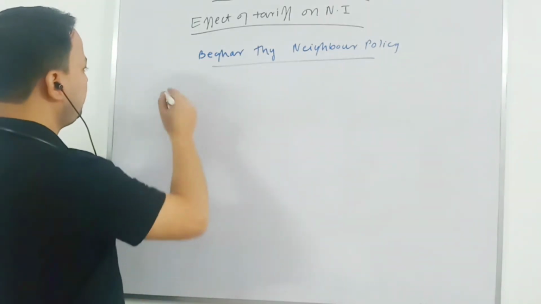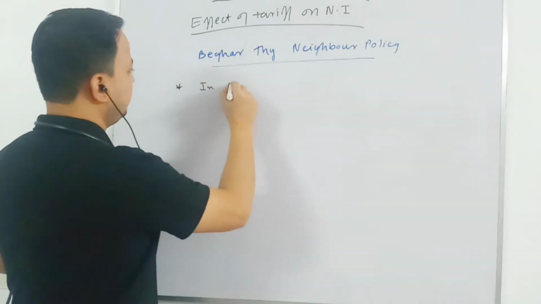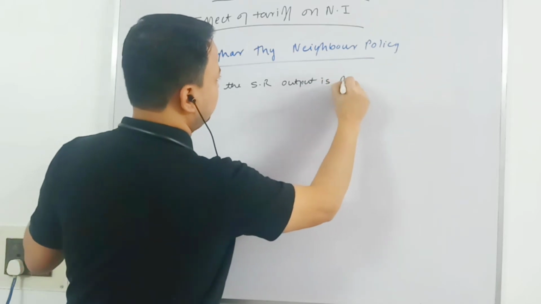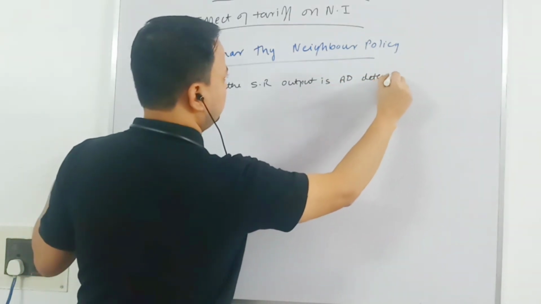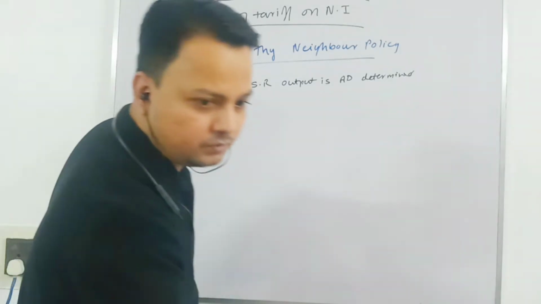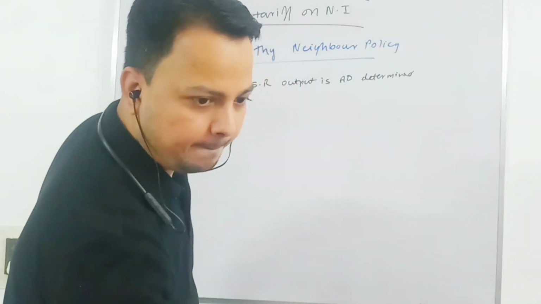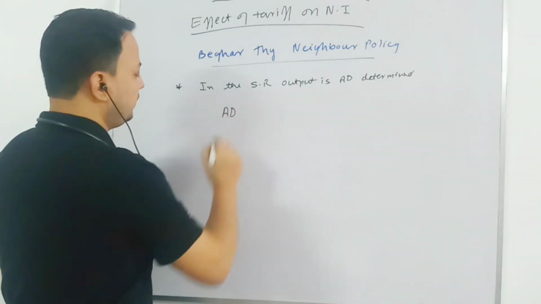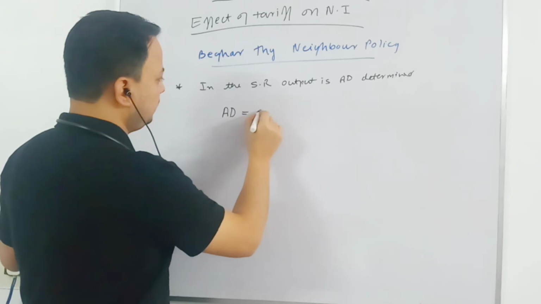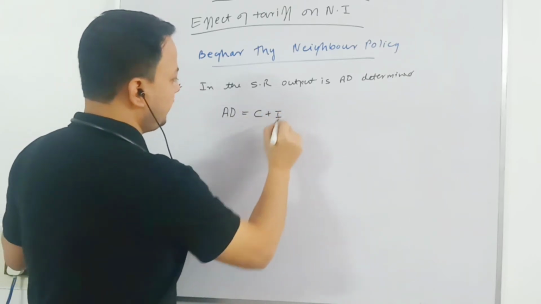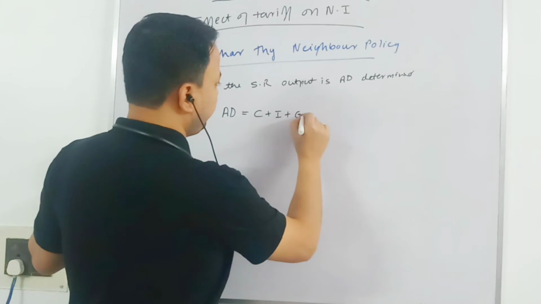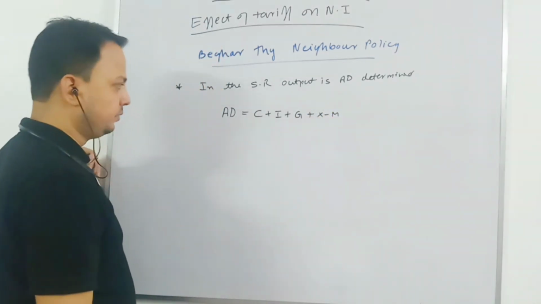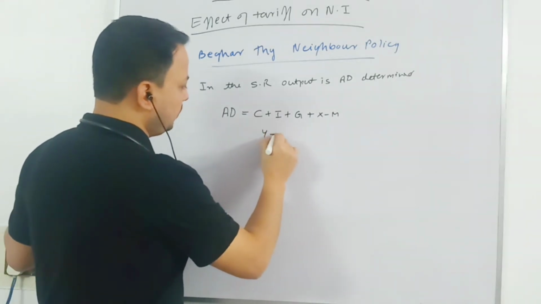output is demand determined, you know this. In the short term, output is demand determined. Okay, so we are looking at an open economy. So aggregate demand consists of consumption expenditure, investment expenditure, government expenditure, and exports minus imports. Okay, and you know that in equilibrium Y equals AD.